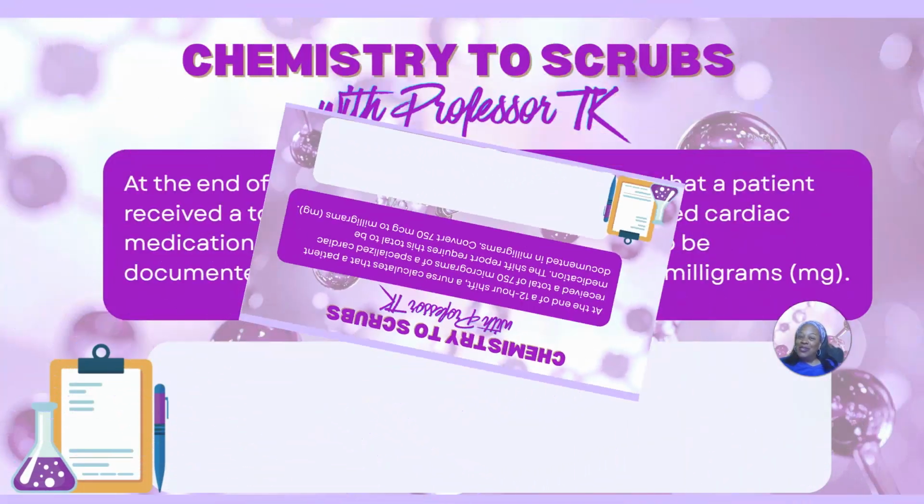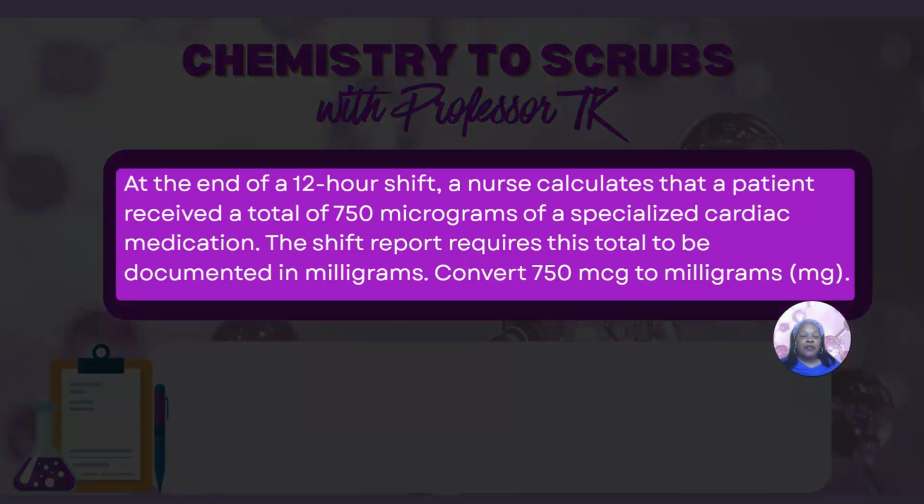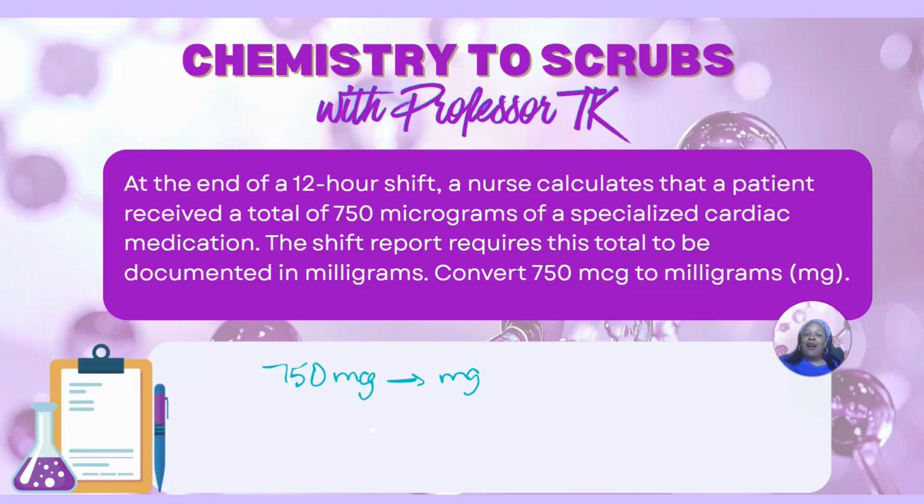Aha! Check this one out. Take a look. At the end of a 12-hour shift, a nurse calculates that a patient received a total of 750 micrograms of a specialized cardiac medication. The shift report requires this total to be documented in milligrams. Convert 750 micrograms to milligrams. Aha! So here are your grams right here. That's your base. Deci, centi, milli, space, micrograms.